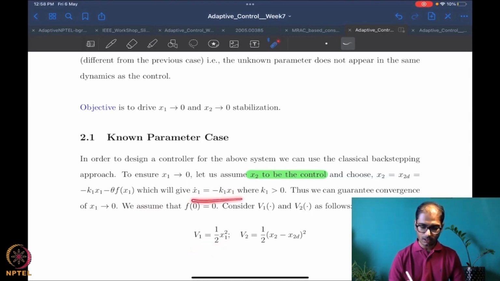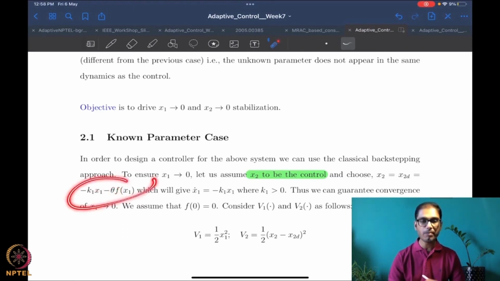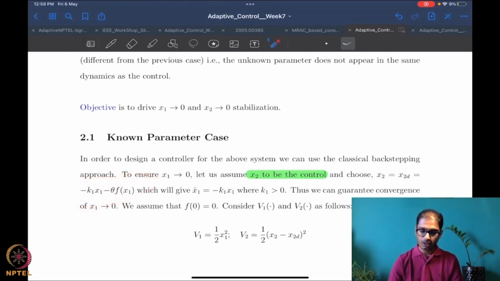So this corresponds to this. This is the same as last time. The only difference is that earlier x2 was just this piece, but now there is an additional piece because of the additional piece of dynamics here. Again, this is the known parameter case. So theta is known, and therefore implementable. So this is denoted as x2 desired.